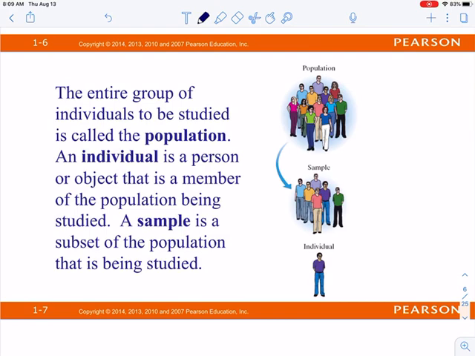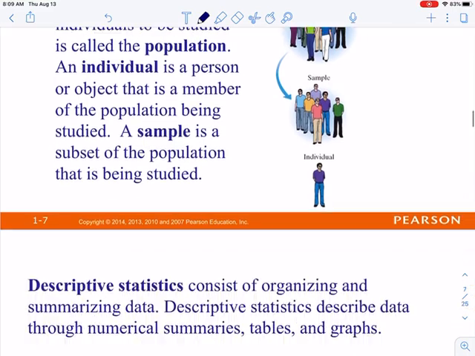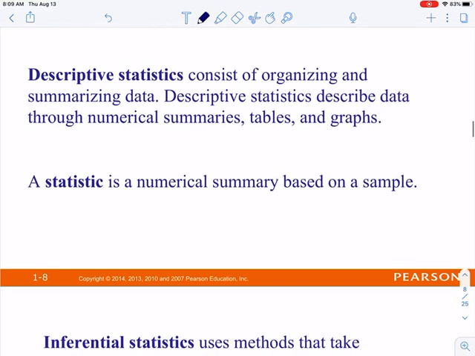Okay, so the entire group of individuals to be studied is called a population. An individual is a person or an object that is a member of the population being studied, and a sample is a subset of the population that is being studied. Descriptive statistics consist of organizing and summarizing data, and descriptive statistics describe data through numerical summaries, tables, and graphs. A statistic is a numerical summary based on a sample.